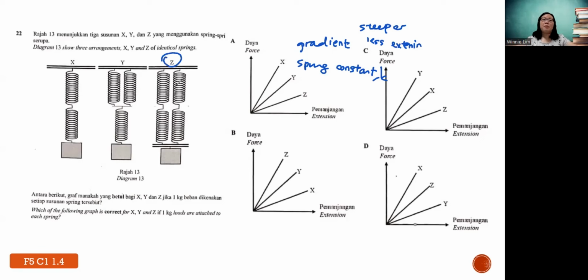When the springs are arranged in parallel, that means you share the load. That's why their extension will reduce by half if you have two springs. Then followed by Y, because in the second part, you only have one spring around. This one, you still share. Okay, so Z has the higher spring constant, then followed by Y, then X will extend the most. So X will have the least steep one. So you see Z, Y, X, B.